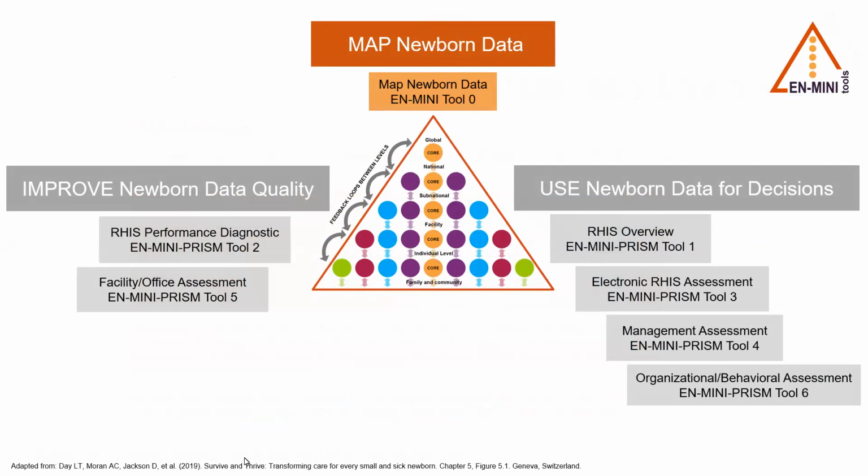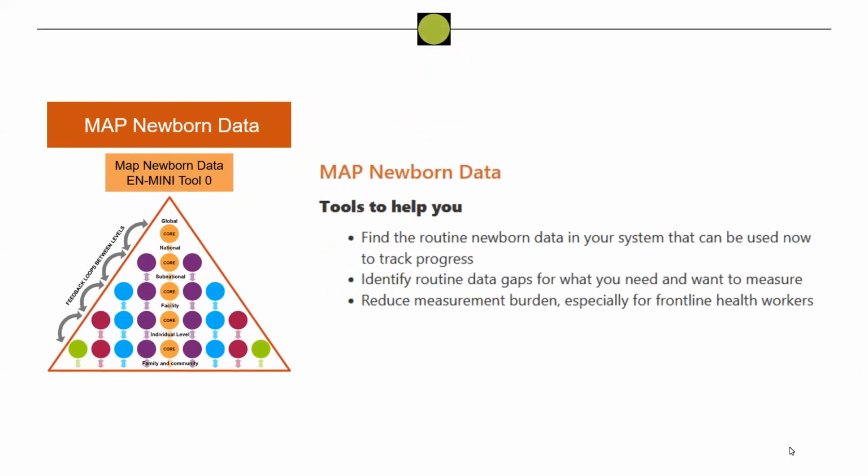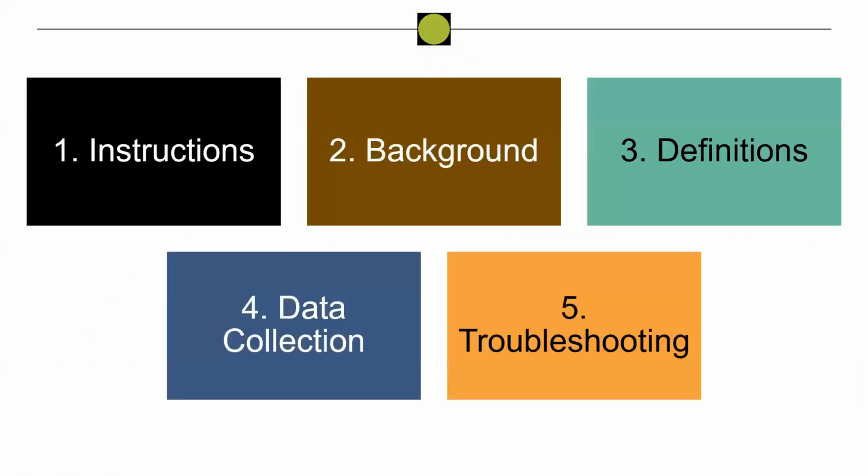Thanks, Luis. So the first tool in the EN-MINI set of tools is for mapping newborn data. This tool is designed to help you find the routine newborn data that's already in your system and can be used now to track progress, and to identify routine data gaps for what you need and what you want to measure, and also to reduce the measurement burden, especially for frontline health workers. The tool's data collection portion is Excel-based and includes 5 worksheets, including instructions, background, definitions, data collection, and troubleshooting.